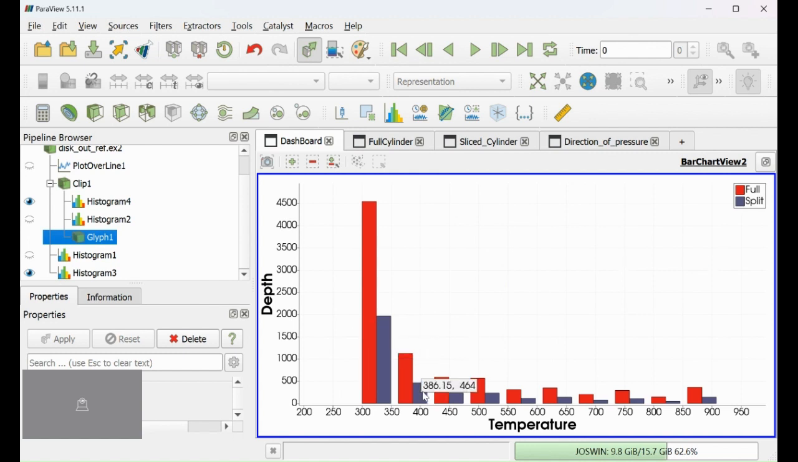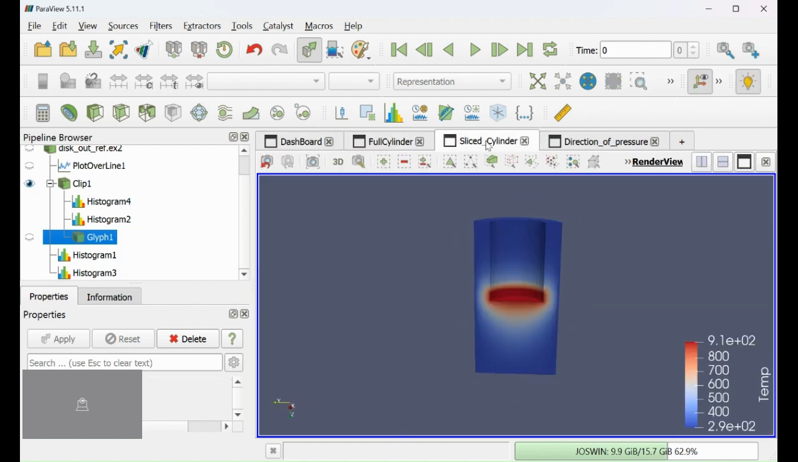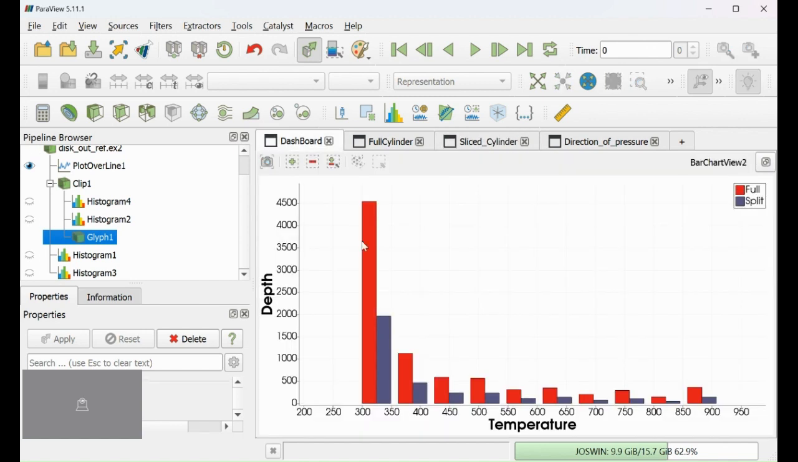Now this cylinder shows us a distribution of higher temperature. You can notice that at a depth of 4,500, there is a higher temperature, but as you come closer to the open side of the cylinder, the temperature reduces. So this is what it's showing. From the inner depth, as we are coming out of the cylinder, the temperature is reducing.